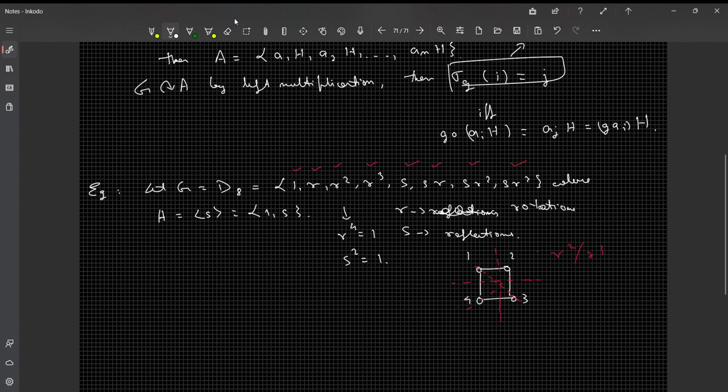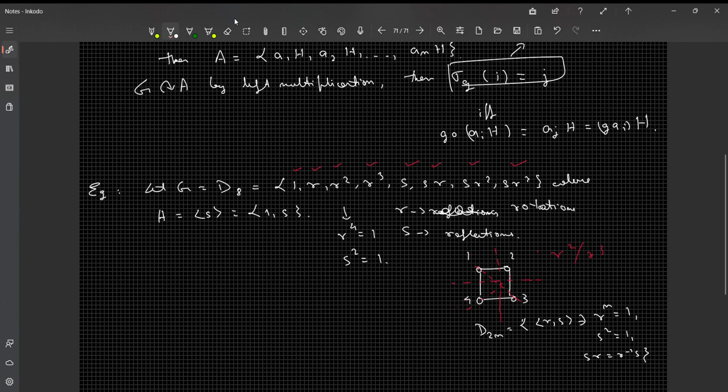Clear? So if I speak in a general sense, D2n is the set which is generated by R and S such that R to the power n is 1, S squared is 1, and SR is equal to R inverse S. So these are the properties. Clear? Okay. Since the order of S is 2, the group generated by S is only 1 and the element S itself.